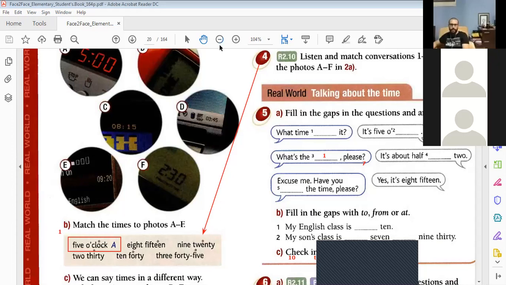Okay, so what's the second time? 2:30. So which one is 2:30? Number F. Yes, okay. F, which is 2:30, right? Yes, 2:30. It counts as 2:30, and picture F has 2:30, right? All right, nice. Let's listen to the third.